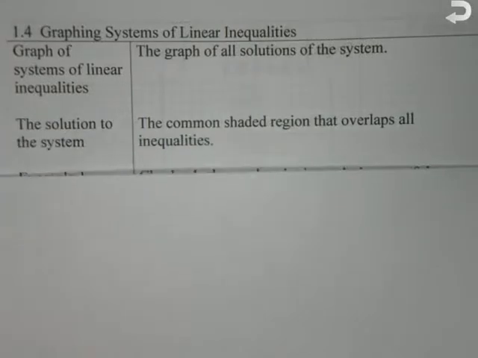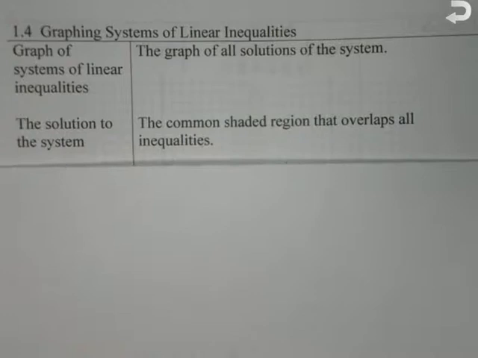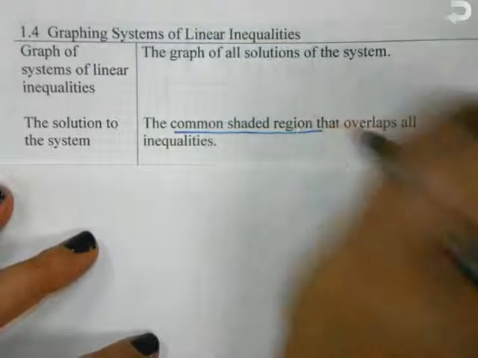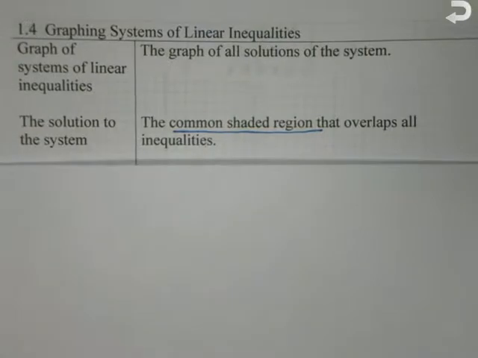What about the solution to a system? On the graph, the solution is going to be the common shaded region that overlaps all inequalities. So we're only looking for the common shaded region here. So that means that it's only going to be the area that both are shaded in. Okay?